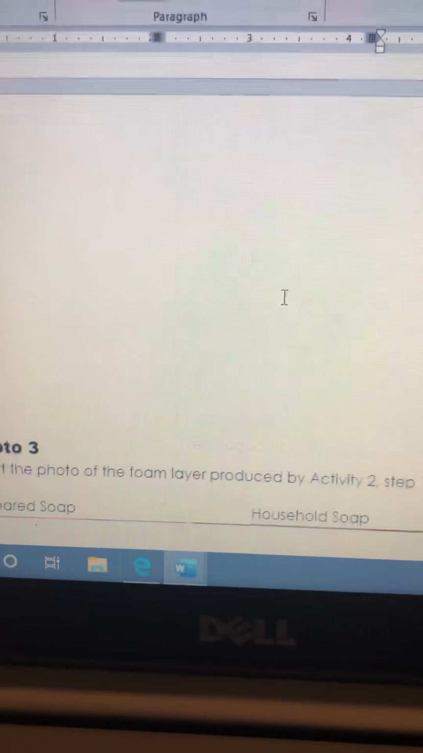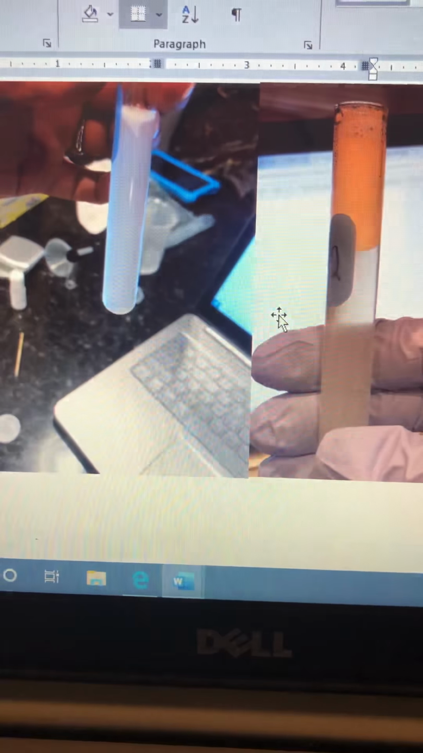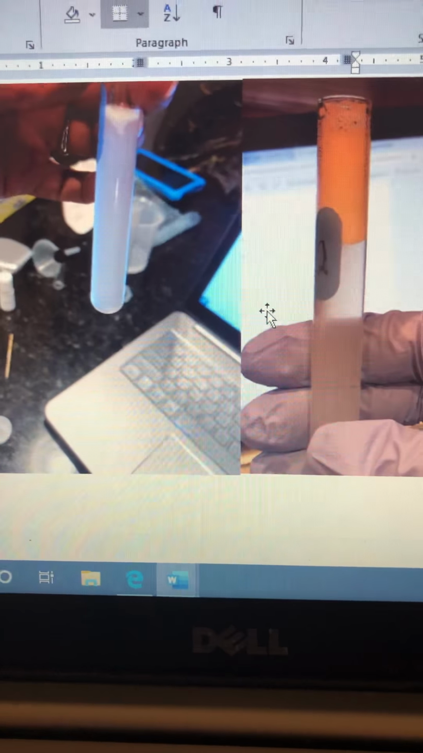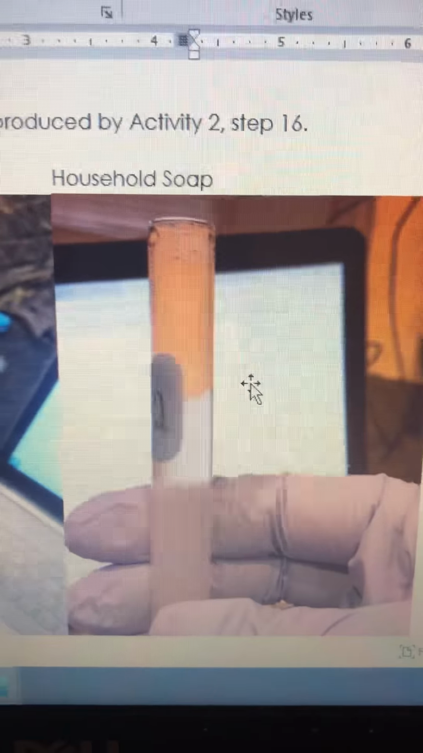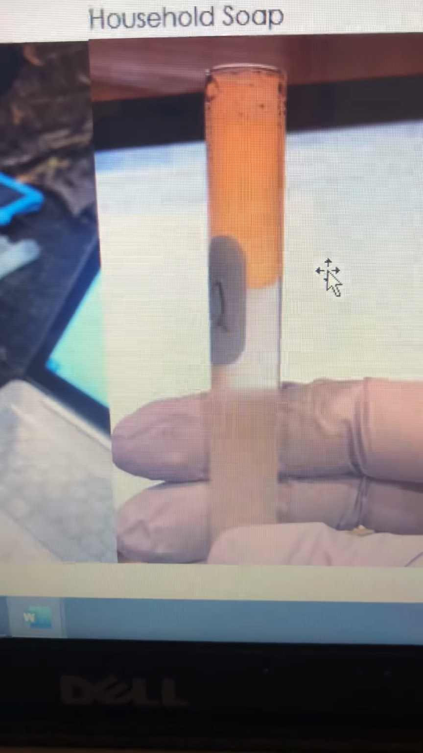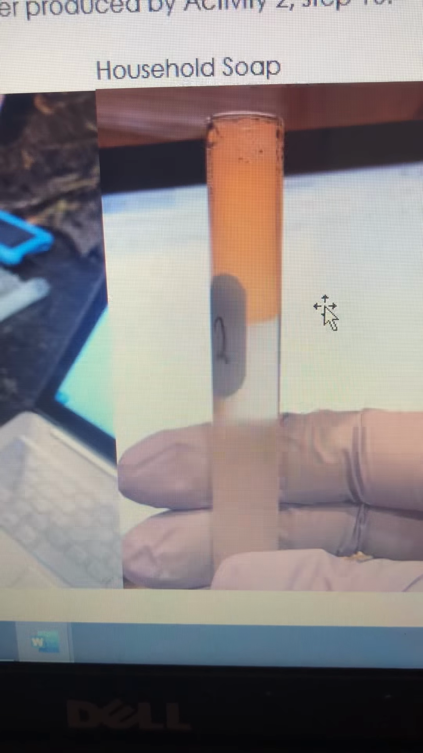And this is picture number 3. This is what it looked like with the hard water solution. As you can see, this one is still very cloudy, and there is a layer of foam on the very top. And with the household soap, it's a little bit cloudy now at the very bottom in the liquid, and then it still is foamy and bubbly.